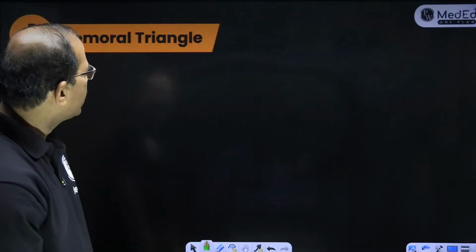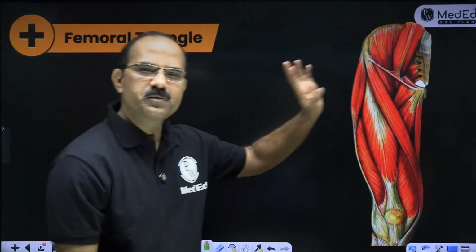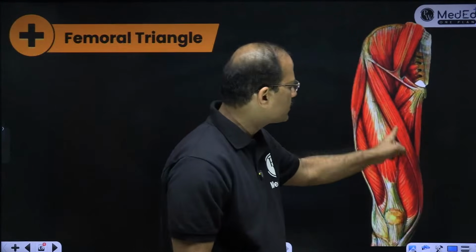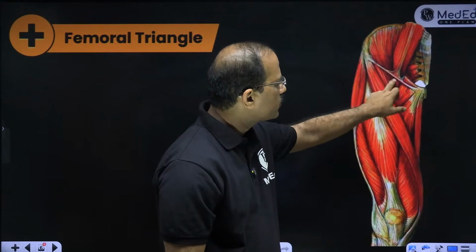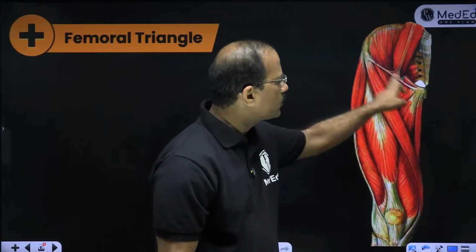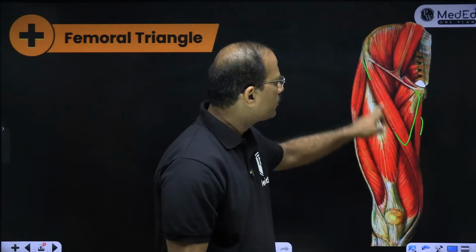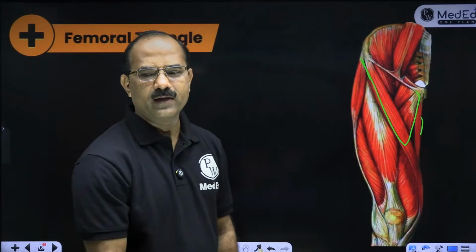So what are the contents of the femoral triangle? Look at these muscles as well alongside. This is the sartorius, this is adductor longus. This is iliacus, psoas major, pectineus and adductor longus. This forms our femoral triangle. Fine.